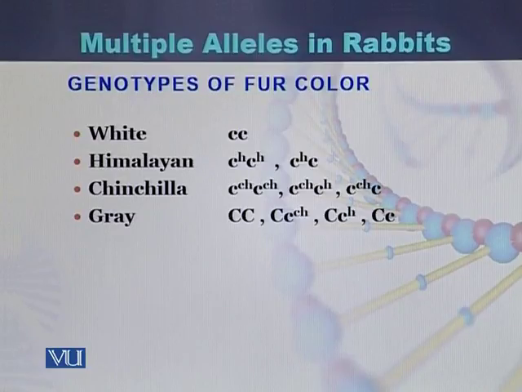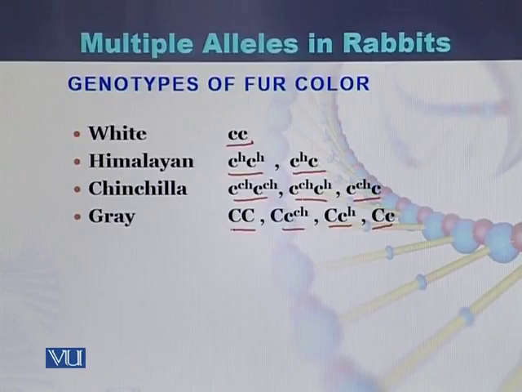So there are 10 different genotypes, because there are 4 different alleles. If there are 4 different alleles, then 10 different genotypes will be produced. White will be when the allele is C and it is in homozygous form. Himalayan will be when there is the H allele. Chinchilla will have 3 different genotypes, while the gray will have 4 different genotypes. So there are 10 different genotypes.